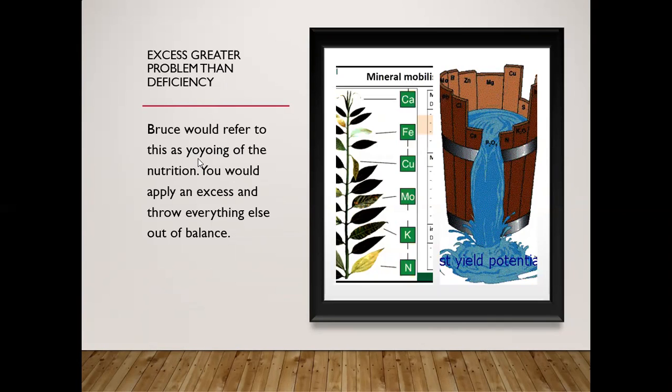Bruce used to refer to it as yo-yoing the nutrition. You would see a deficiency, you would apply an excess of that deficiency, and we would throw everything else out of balance. So the staves on the bucket are constantly moving up and down depending on what we're applying. And so what we really want to do is, how does this nutrition function in balance based on need? And that's really what Bruce referred to as the yo-yoing of the nutrition.